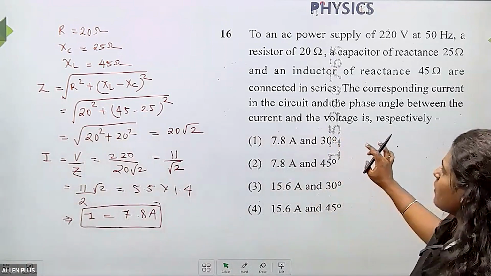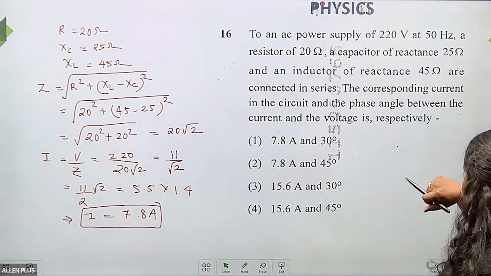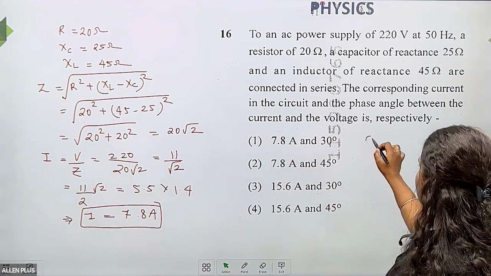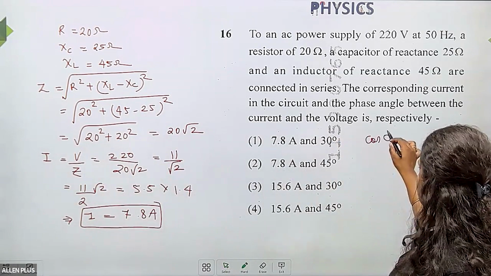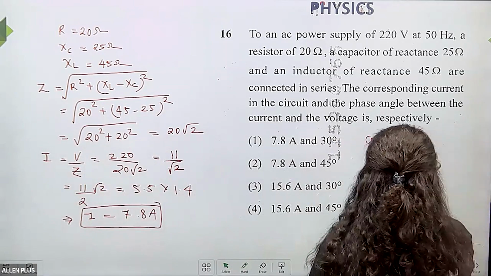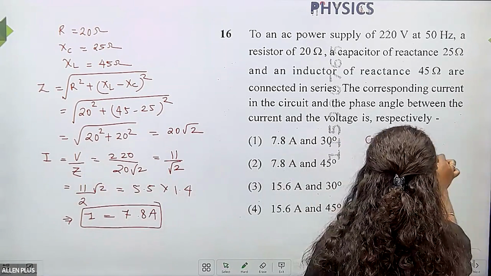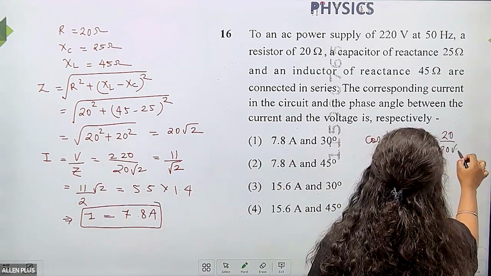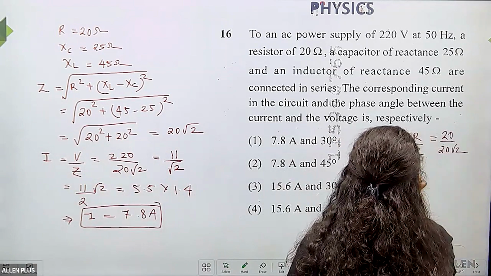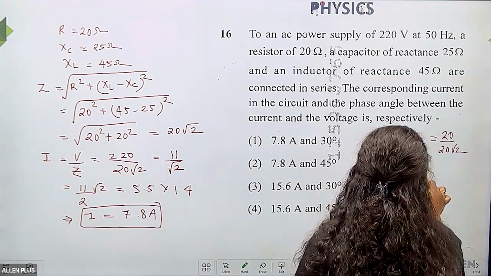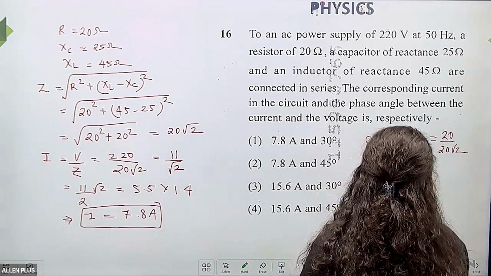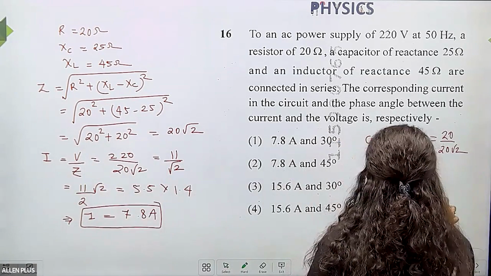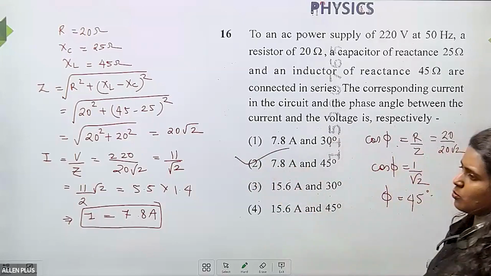Now we have to find the phase angle. For finding the phase angle, I can write cos phi is equal to R by Z. R value is given as 20, Z value is 20 root 2. So I can say cos phi is equal to 1 by root 2, or from here phi value is equal to 45 degrees. So my answer is option 2.